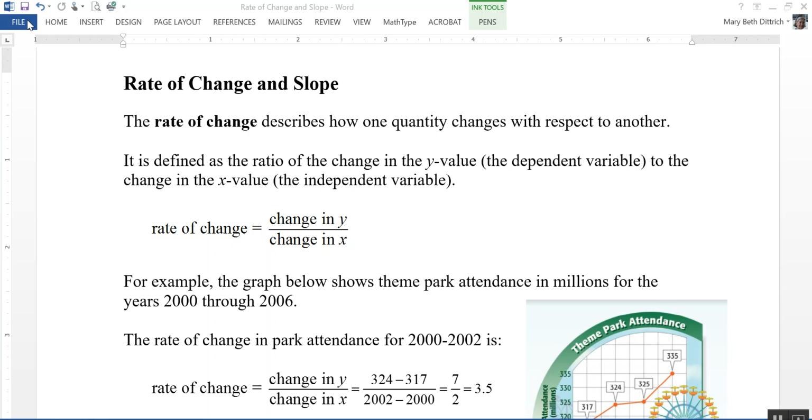This video is on rate of change and slope. The rate of change describes how one quantity changes with respect to another. It is defined as the ratio of the change in the y value, that is the dependent variable, to the change in the x value, that is the independent variable. So the rate of change is equal to the change in y divided by the change in x.